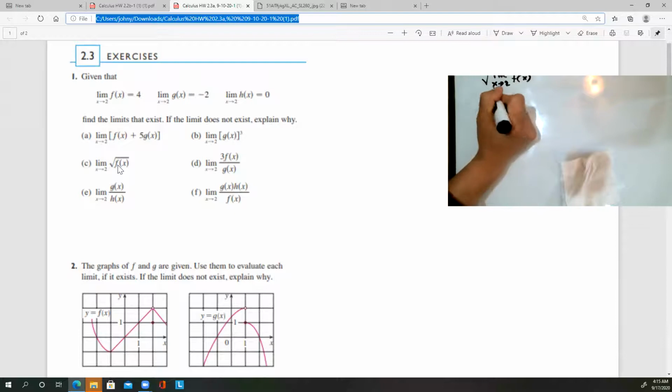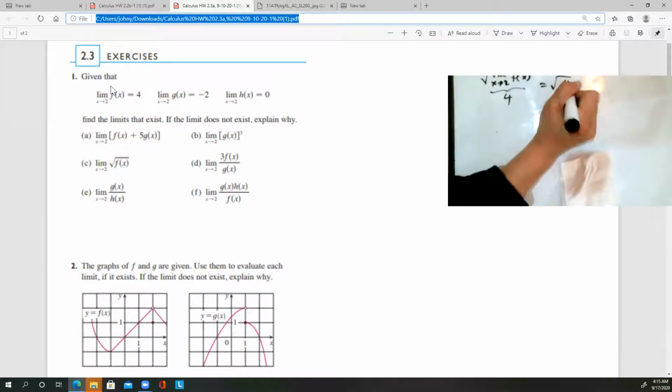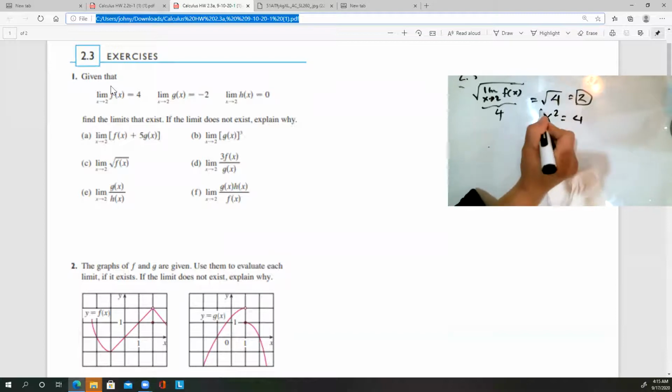And the definition, the limit as x approaches 2 of f of x is located right here, which happens to be 4. So we're going to replace it with 4. That becomes square root of 4, which becomes 2. Only positive 2. The reason being is because when you take the square root of both sides of an equation, let's suppose x squared equals 4, x equals plus or minus 2. The square root of 4 is 2. If you plug it in, -2 squared is also 4. Positive 2 squared is also 4. That's why when you take the square root of both sides of an equation, you have to put plus or minus on one of the sides. Okay?